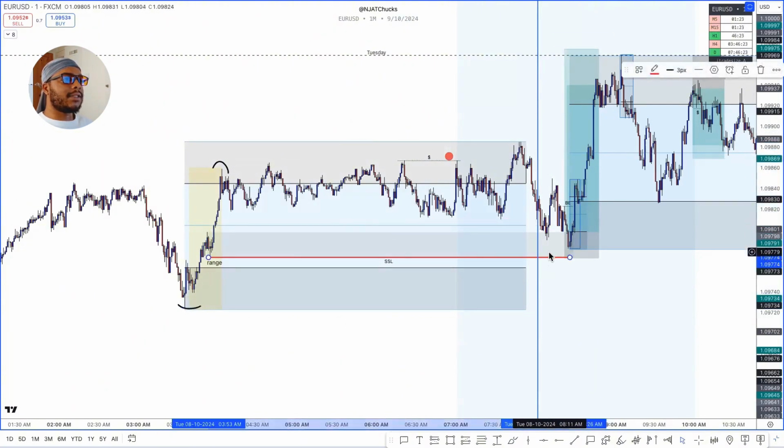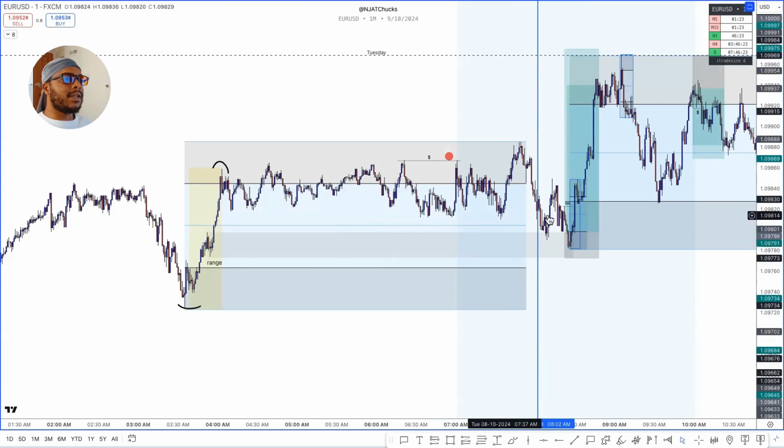We pull back, and I'm just going to delete this off. We pull back, we take out previous lows into a point of mitigation. Notice that this is around 50% of the range, and notice that we have a range at 50%. So this definitely caught my eye in terms of potential execution.